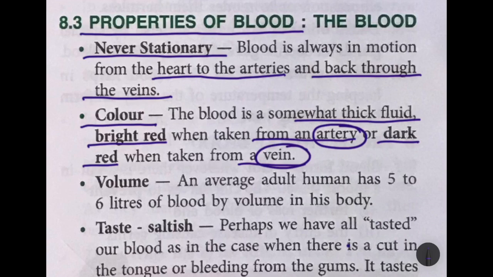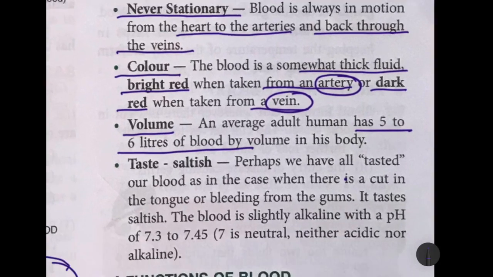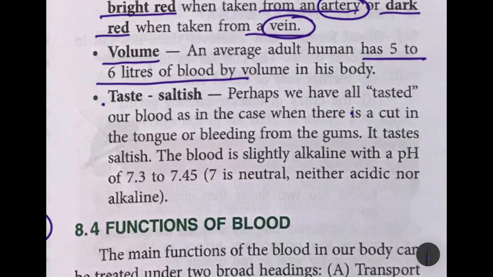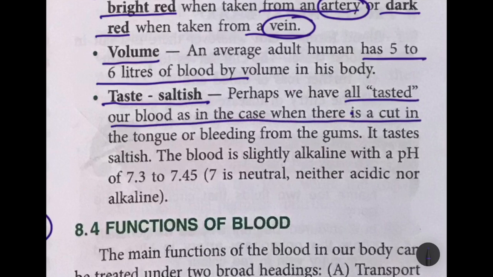Now, when we talk about the volume, an average adult human has 5 to 6 liters of blood in the body. And the taste, since we eat a lot of salt, it is saltish, and you all must have tasted blood when there is a cut or in the tongue or bleeding from the gums. So it is saltish. The blood is slightly alkaline, which has a pH of 7.3 to 7.45. You know that 7 is neutral, which is neither acidic nor alkaline.